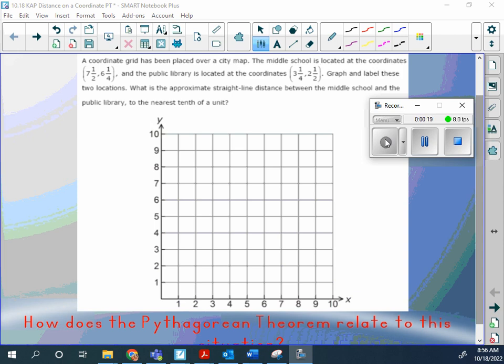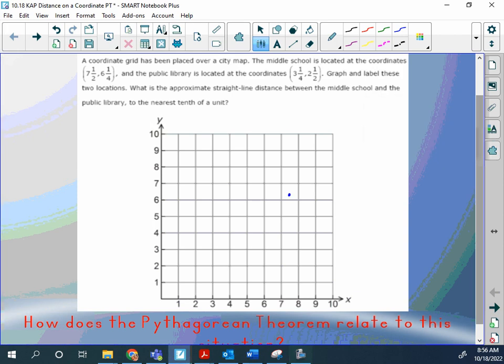So 7 1/2, 6 1/4. Do we remember to go over 7 1/2 and then up 6 1/4? So that's about right there, and that is the school. And then the library was at 3 1/4, and then 2 1/2. So that'd be about right there. That's the library.